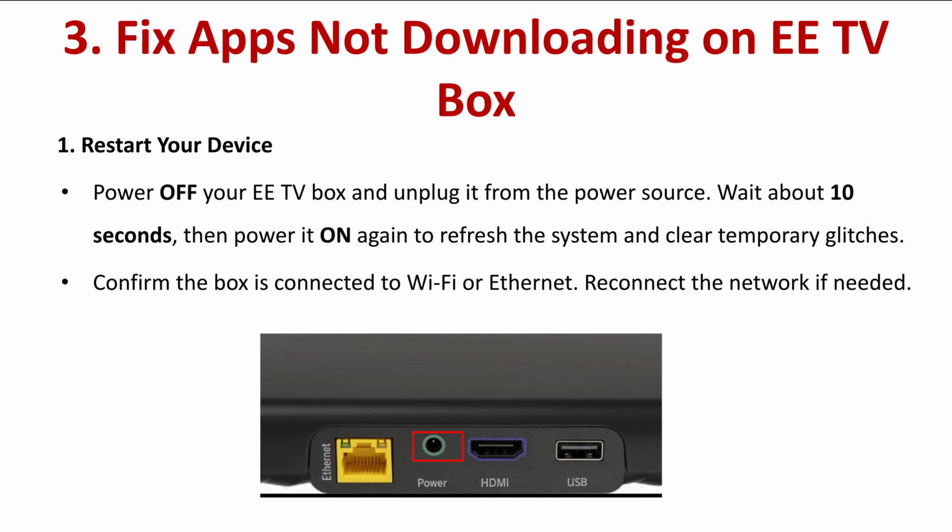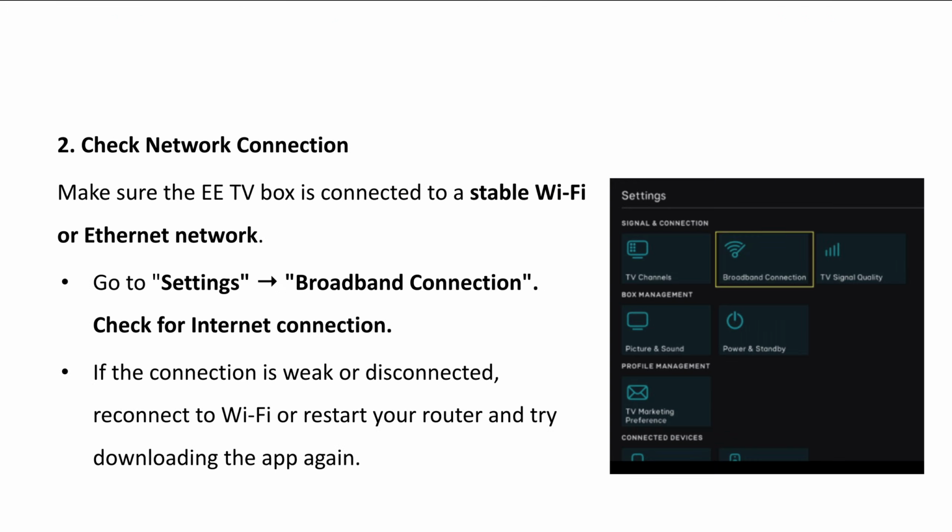Third is fix apps not downloading on EE box. Restart your device: power off your EE box and unplug it from the power source. Wait about 10 seconds, then power it on again to refresh the system and clear temporary glitches. Confirm the box is connected to Wi-Fi or Ethernet. Reconnect the network if needed.